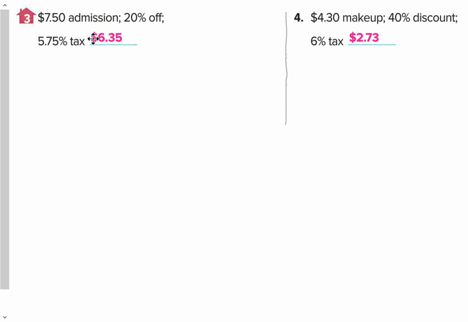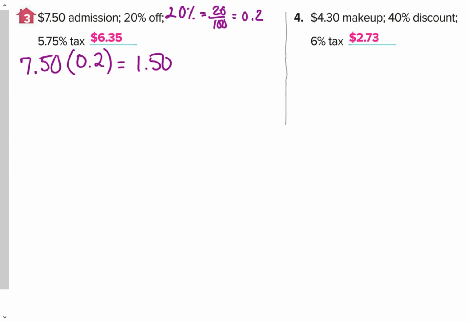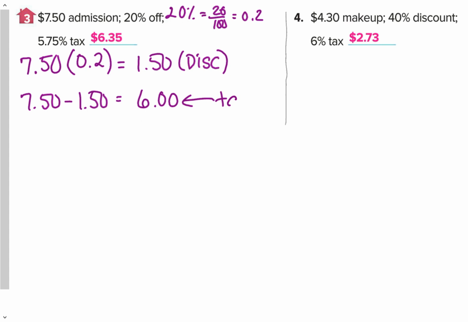All right, so our first one, again, I'm going to use method 1. So if we have 750 and we have 20% off, just remember 20% equals 20 over 100, 0.2. That's just off to the side. So 0.2, that's going to equal $1.50. So that is your discount. So we're going to take our 750 minus our 150. And this is the discounted price that you pay. Now, this is the price that you tax on.